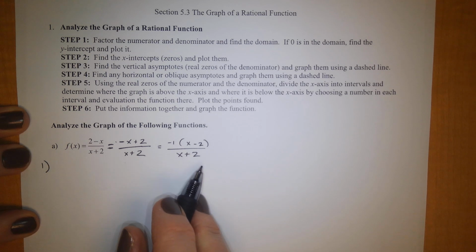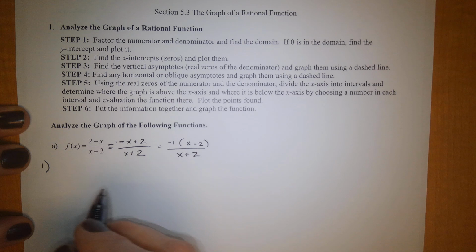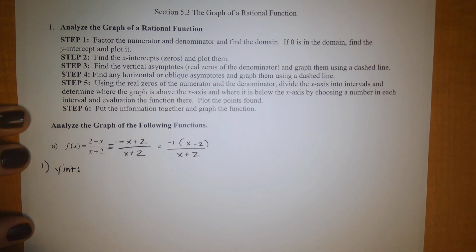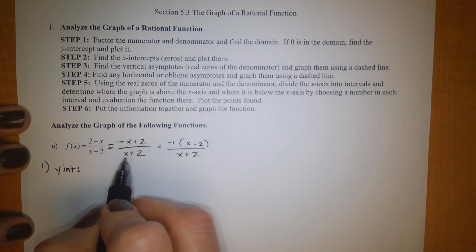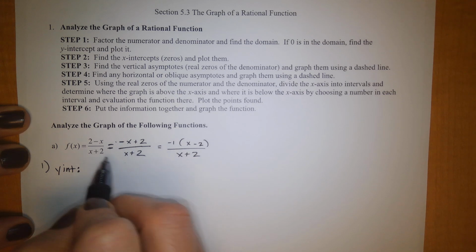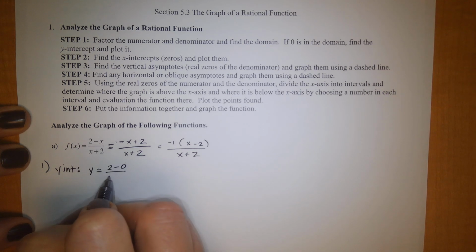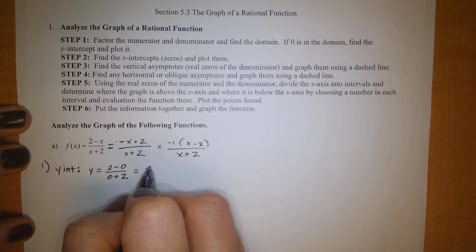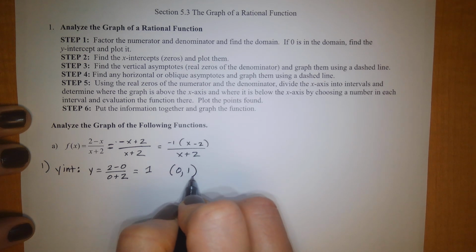Since it's already factored and in reduced form, what we're going to do is find the y-intercept. Remember, in order to find the y-intercept, we always set x equal to 0. If we plug x equals 0 into either of these functions, we get y equals 2 minus 0 over 0 plus 2. In other words, you get 2 over 2, which is 1. So we'll have a y-intercept when x is 0, y is 1.